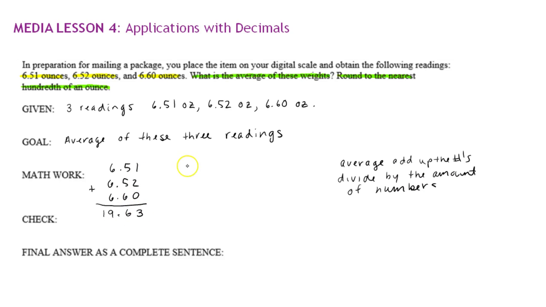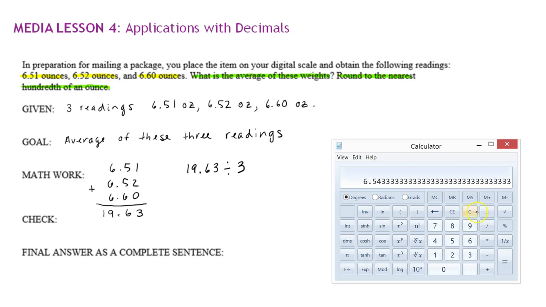So our second step is 19.63 divided by 3. And we can use long division here. We're asked to round to the nearest hundredth of an ounce, so I'm going to use the calculator. I think that the decimals are going to go on for a while, so you should be able to do this by hand, but a lot of times in applications we'll just use a calculator for these. So 19.63, I divide that by 3, and this is my result.